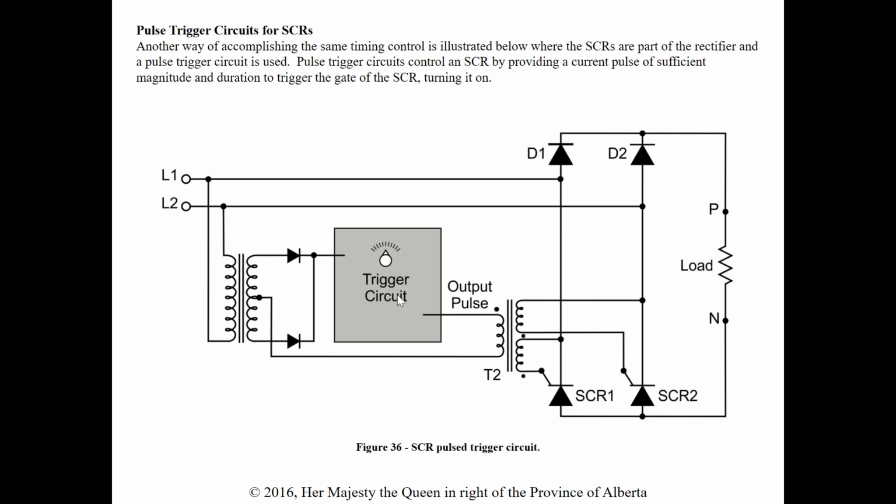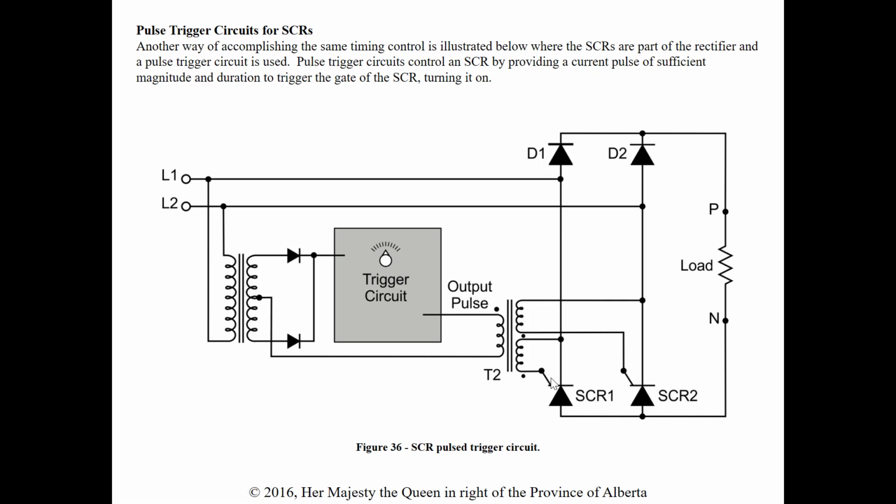So then when L2 is positive, D2 is forward biased and SCR1 turns on when the gate pulse is triggered. So again, both of these are associated with a diode, and it's going to determine which ones are firing at what time. Even though they're getting pulsed at the same time, they're reverse biased in one part of the alternation, so we won't see voltage go through.